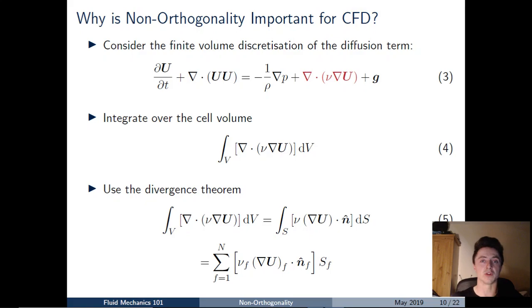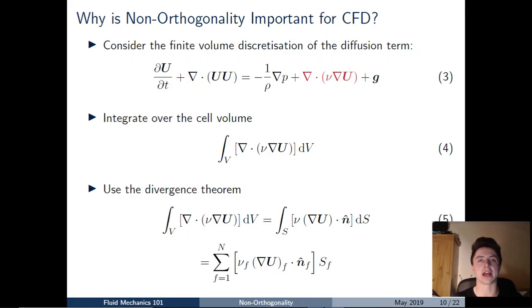And when we perform the divergence theorem, the nabla dot there gets replaced with the dot product with the face normal vector. Just a reminder, the divergence theorem tells us that the divergence of a quantity within a volume is equivalent to the flux of that quantity over the surfaces of the volume that enclose it. That's why we have a surface integral there and a dot product with the normal vector, because that's going to be the flux out of the cell.